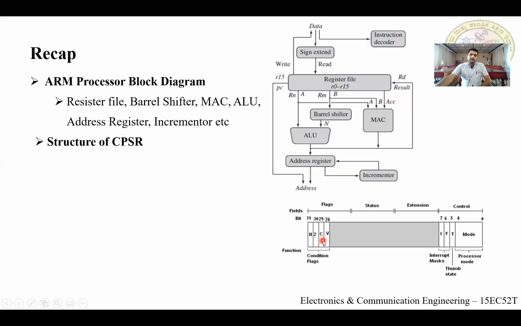In the last section, we have the flag section, with 4 flags: V means overflow, C means carry flag, Z means zero flag, N means negative flag. This is the structure of the CPSR. In total we have 32 bits, and of those, 8 plus 4, that is 12 bits, are used as flag bits.